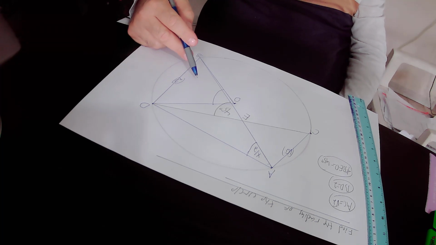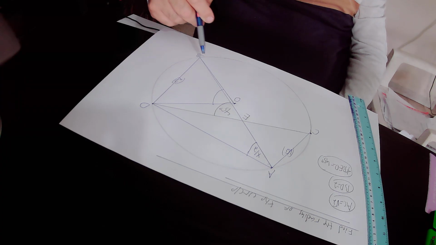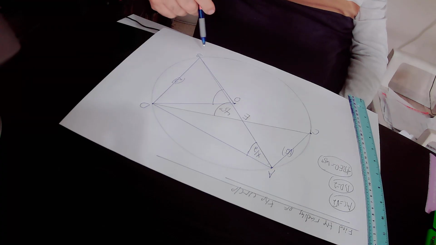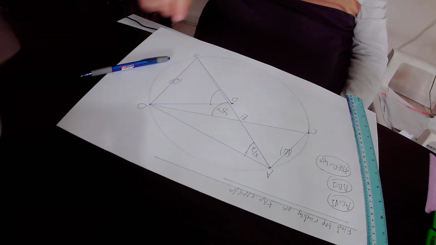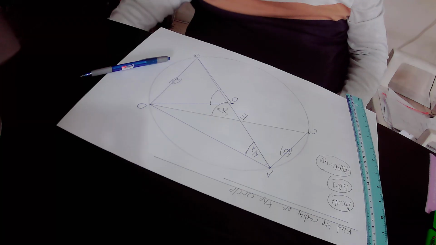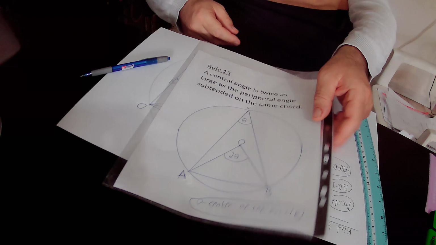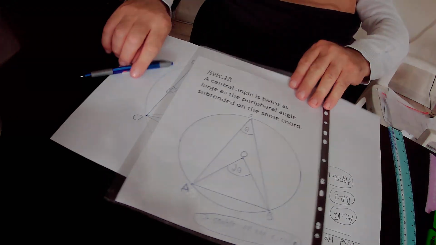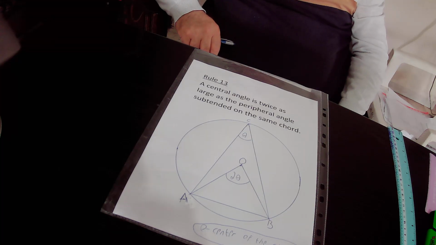So the center angle BOD subtends on the same chord as the peripheral angle BAD. So here we can implement rule 13. According to rule 13, the center angle is twice as large as the peripheral angle subtended on the same chord.